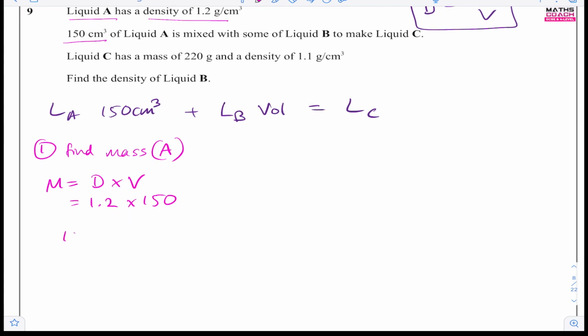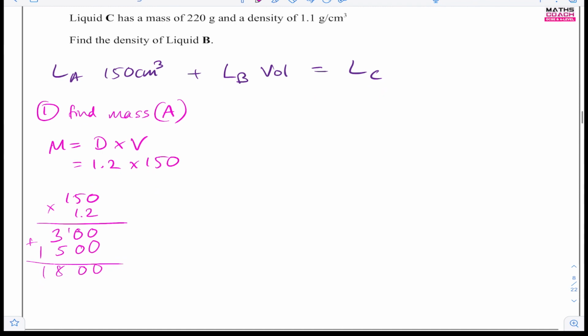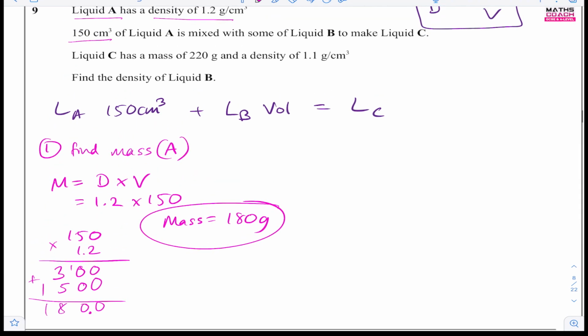So what we can do is just treat this as 150 times by 12 for now, and we'll add the decimal place in later and multiply this. So 2 times 0 is 0, 2 times 5 is 10, carry the 1, 2 times 1 is 2, add the 1, which is 3. Next, 1 times 0 is 0, 1 times 5 is 5, 1 times 1 is 1, add them together, we get 0, 0, 8, 1. So we now need to put our decimal place in, so it's going to be right there. So therefore the mass is 180 grams for liquid A.